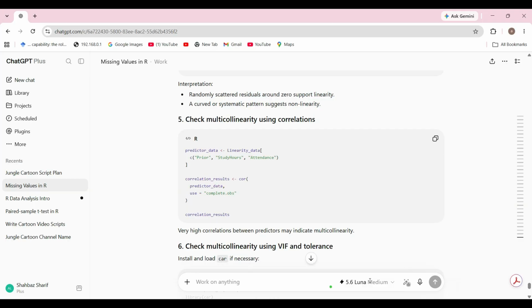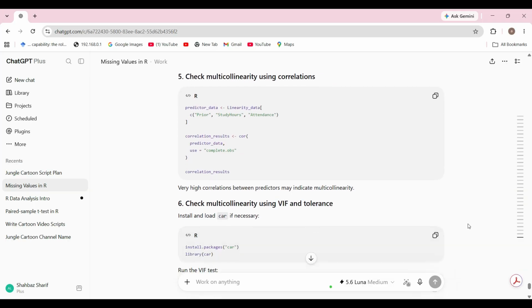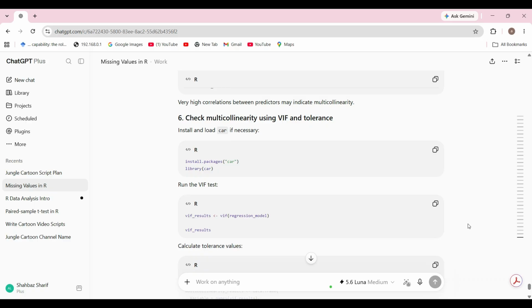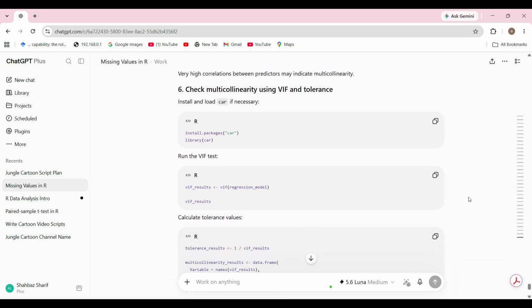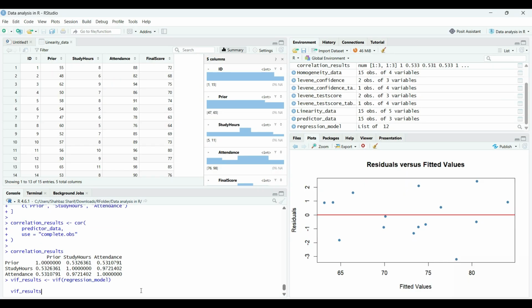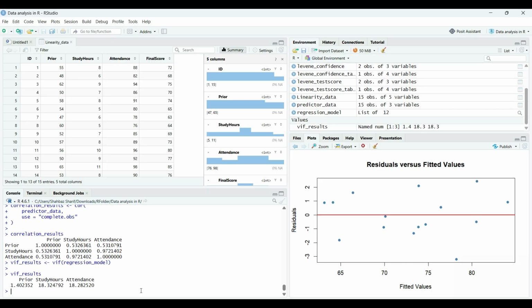Okay. So now we will check the multicollinearity. Okay, first of all, we need to install this package car, and we have already installed. So we move to next. We need to run the VIF test. We will copy and paste in. Okay, so we check that.